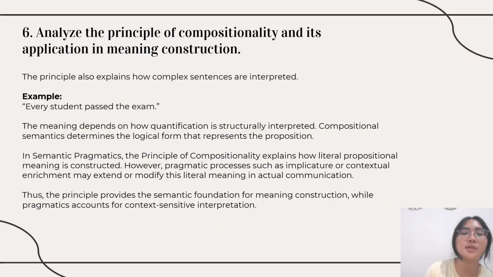The principle also explains how complex sentences are interpreted. Example: every student passed the exam. The meaning depends on how quantification is structurally interpreted. Compositional semantics determines the logical form that represents the proposition. In semantic pragmatics, the principle of compositionality explains how literal propositional meaning is constructed. However, pragmatic processes, such as implicature or contextual enrichment, may extend or modify this literal meaning in actual communication.